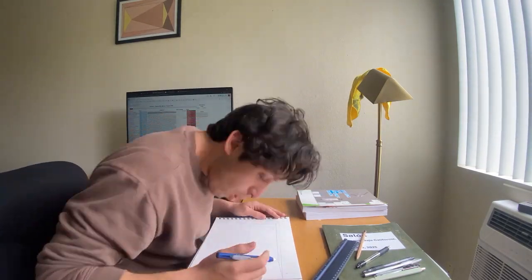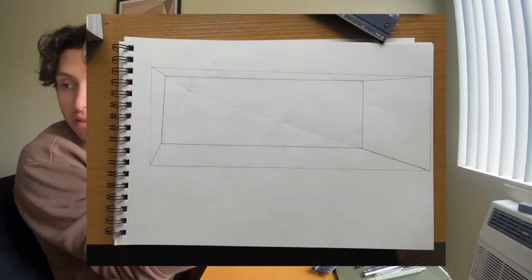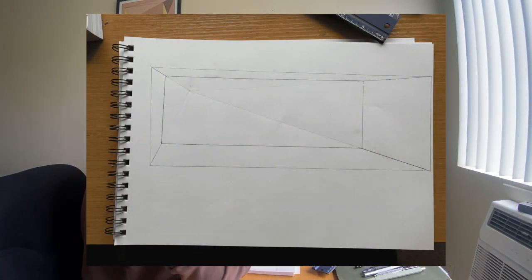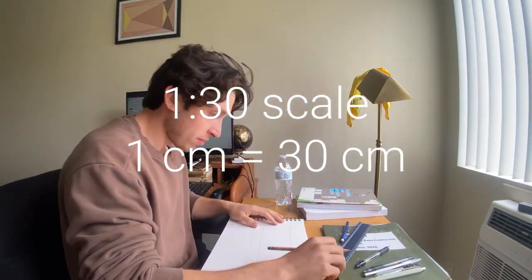It is worth mentioning, though, that the width in this drawing should not be taken that seriously, as it will most likely deviate from the accurate dimensions because of the expansion of the perspective. In this case, we're going to be using a 1 to 30 ratio scale, which means that 1 centimeter on paper will equal 30 centimeters in real life.